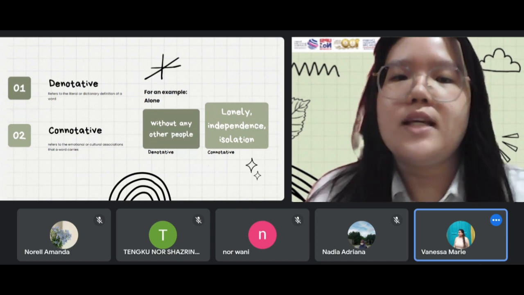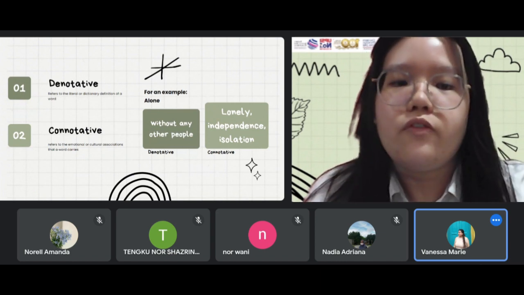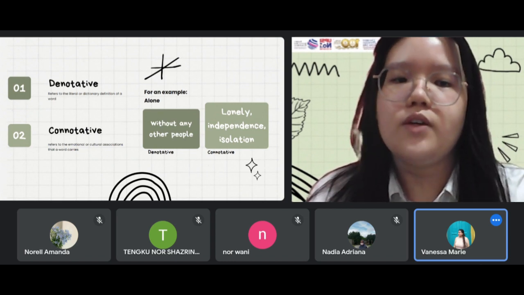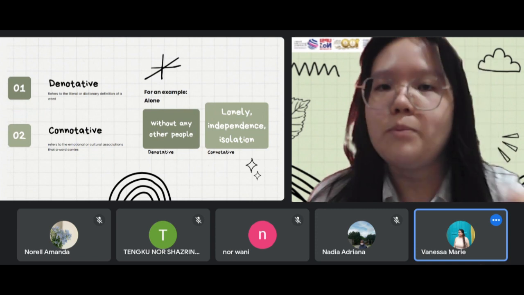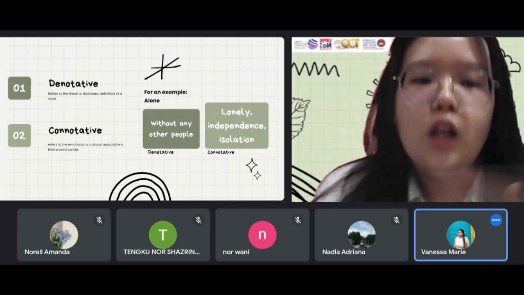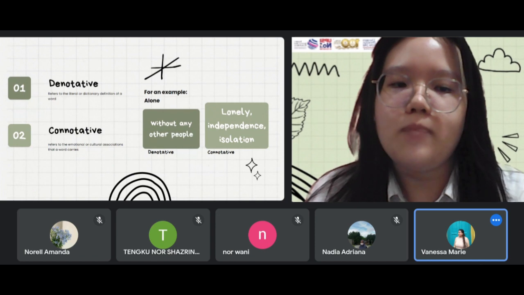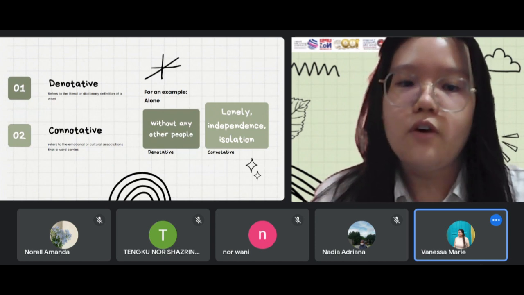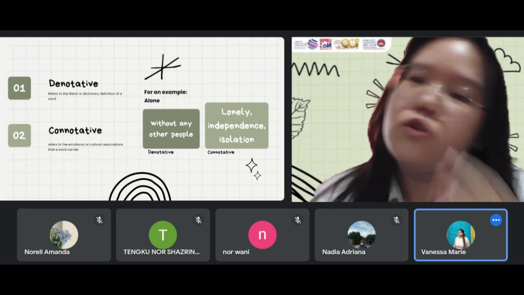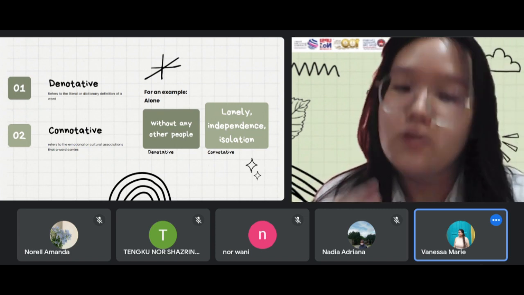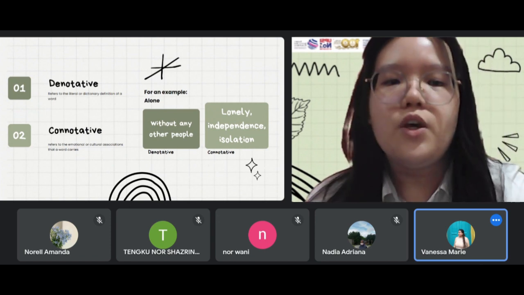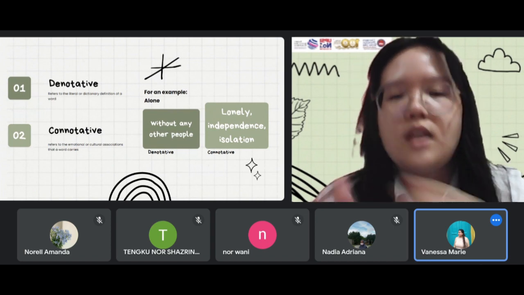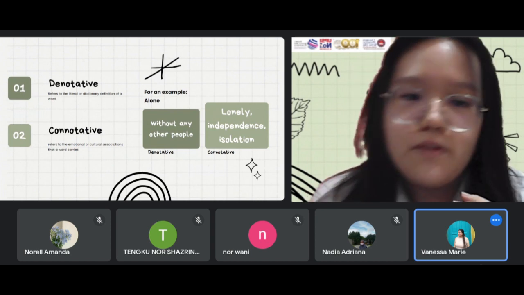We have denotative and connotative. Denotative refers to the literal or dictionary definition of a word. You can see here that we have an example from the media that we studied: alone. Alone for denotative means without any other people. Alright, so next we have connotative. Connotative is the emotional or cultural associations that a word carries. So the connotative meaning of alone could mean loneliness, independence, or isolation.